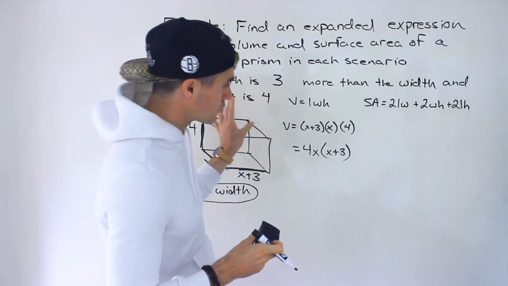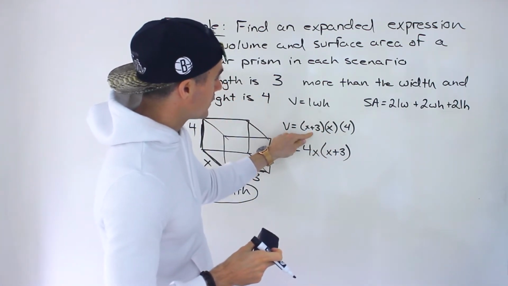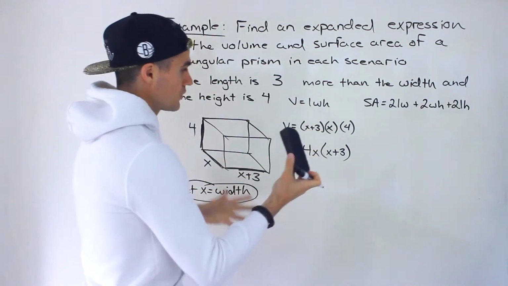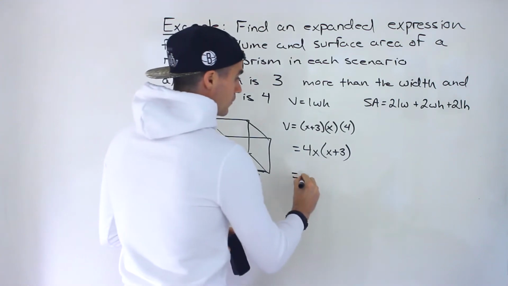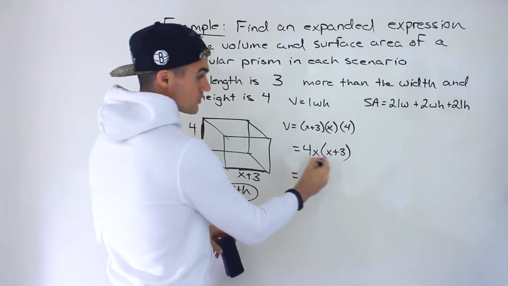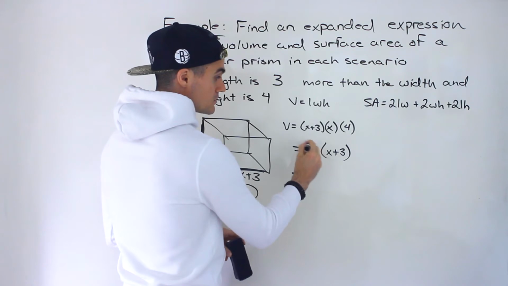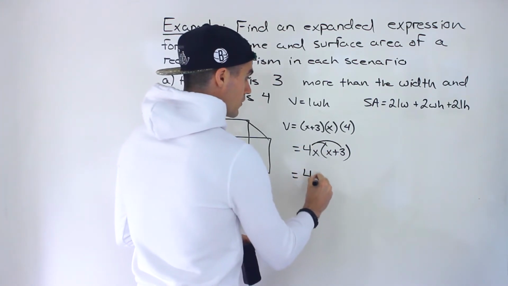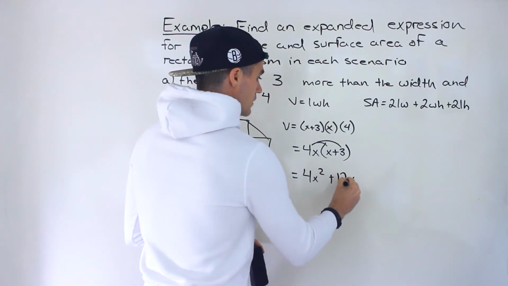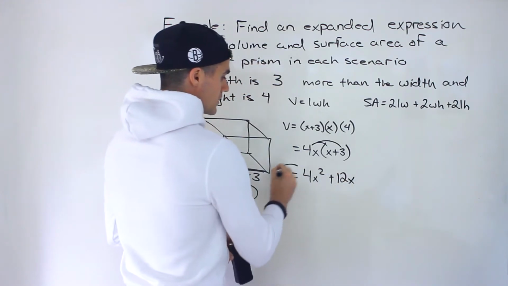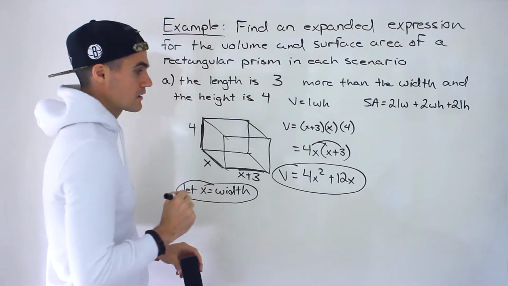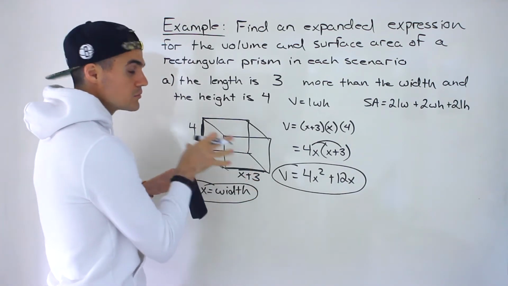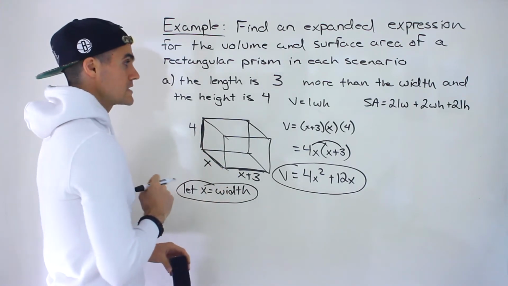But initially when you're writing everything out, I recommend just writing it out in this order, and then after you can rearrange it to look nicer. Now, they want an expanded expression. Notice this is a factored expression. So what we got to do is take that 4x and expand it into the bracket. We'd end up with 4x squared plus 12x, like that. So that ends up being the expanded expression for the volume for this particular rectangular prism.